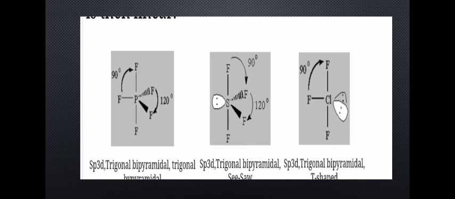Similarly, if hybridization is sp3d and you have 4 bond pair but 1 lone pair, then the arrangement is called as seesaw shape. And if 3 bond pair and 2 lone pair are there, then the arrangement is called as T shape. But you must know, here the lone pair will always occupy the equatorial position, because here it suffers less repulsion.